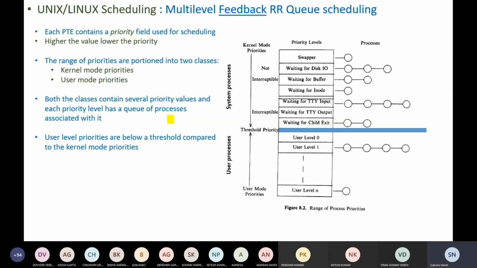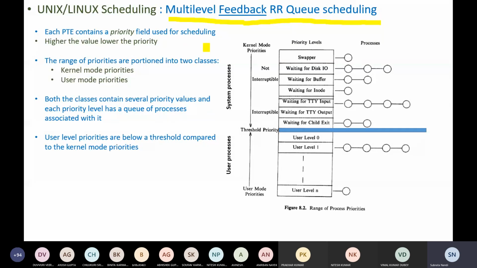So here we'll be talking about multi-level feedback RRQ scheduling, and it's a kind of hybrid scheduling you can think of. These are a few points to note. Each process table entry contains a priority field used for scheduling.